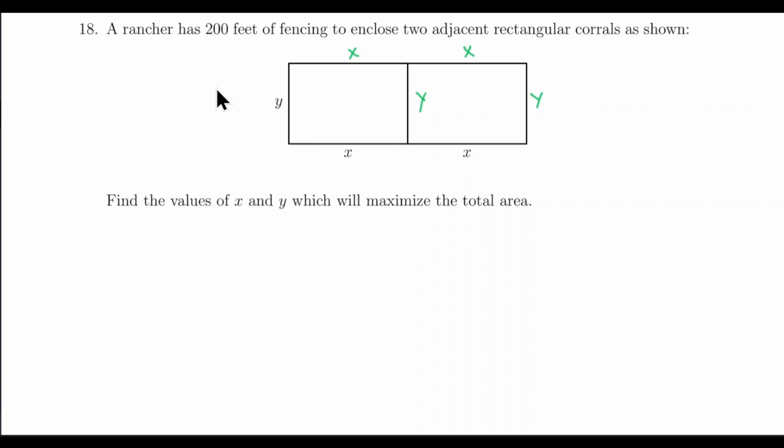200 feet of fencing means that the sum of all these boundaries is equal to 200, which means that I have 1, 2, 3, 4 x's and 3 y's that should add up to give 200.